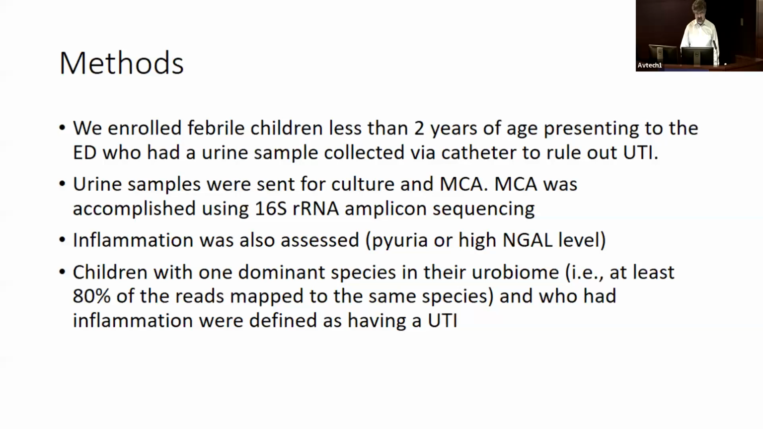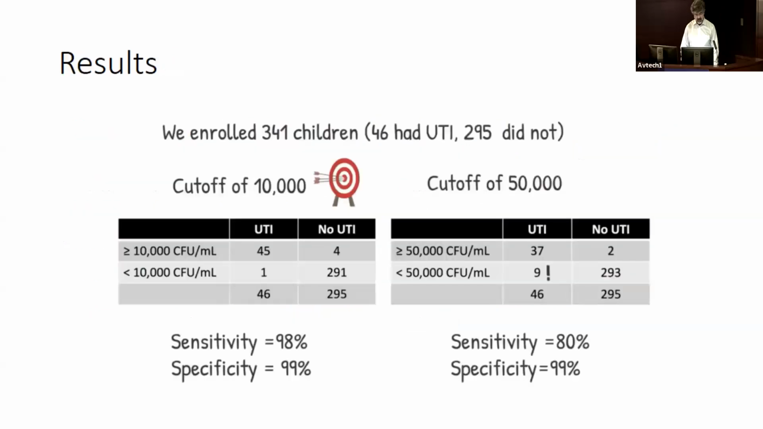So we used this to define UTI, and then we looked back at the culture to see what cutoff was best. And these are the results. We enrolled 341 children, and 46 had a UTI, 295 did not. A cutoff of 10,000 identified 45 out of those 46 children correctly, and 291 out of the 295 children with no UTI correctly. So it was almost a perfect concordance between the urine culture at 10,000 and microbiome analysis.